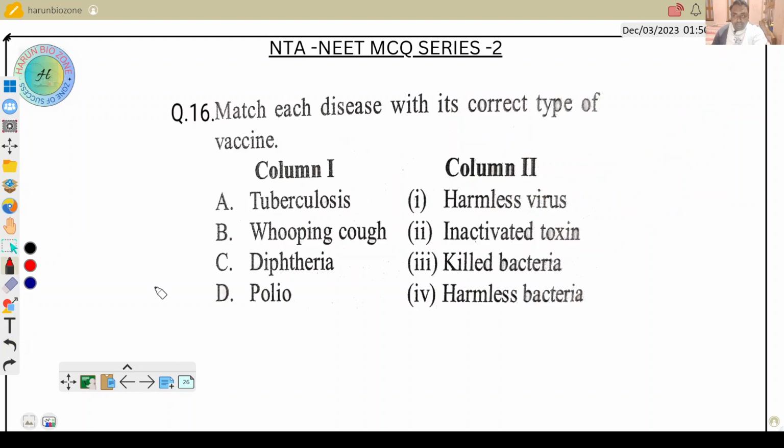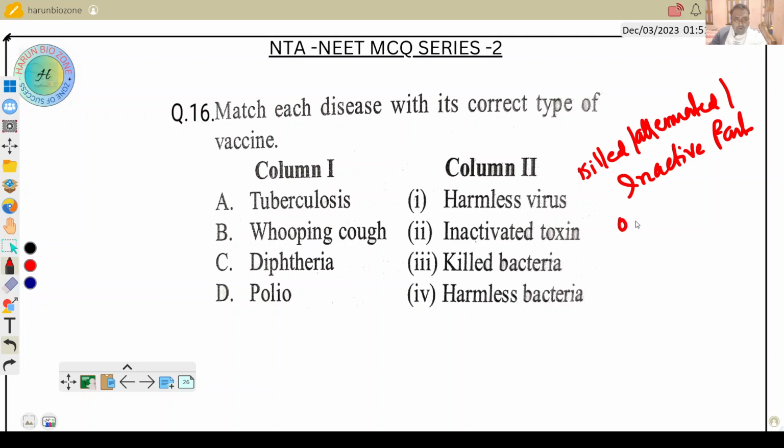The next question: match the disease with its correct type of vaccine. Vaccine here means some disease names and what type of microorganism is used in each case. Because what is a vaccine? A vaccine is a killed or attenuated or inactive part or whole organism that causes the disease.